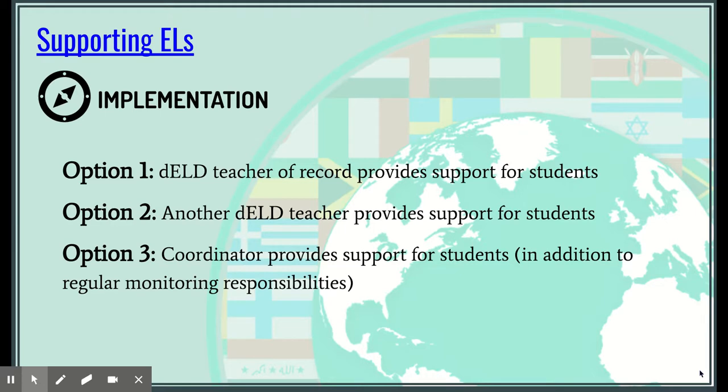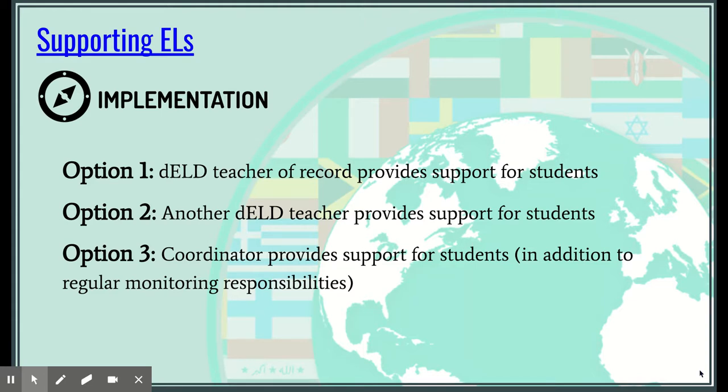Implementation of this plan. There are 3 options, with option number 1 being what I would consider the ideal situation. I, as the designated ELD teacher, have a class of students during quarter 1. During quarter 2, I will not see them, yet I want to ensure that we still continue a relationship in order to make sure that they are asking questions and feel comfortable emailing me, talking with me, making appointments to speak with me, to receive help in regards to a variety of different things, but most specifically language acquisition issues. That would mean that the designated ELD teacher of record would provide the support for students.